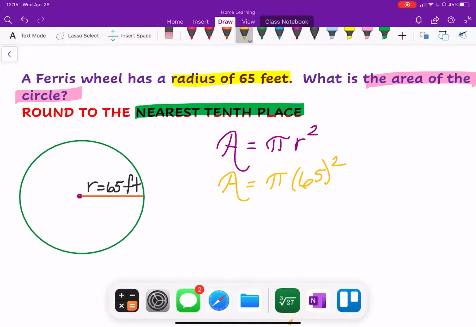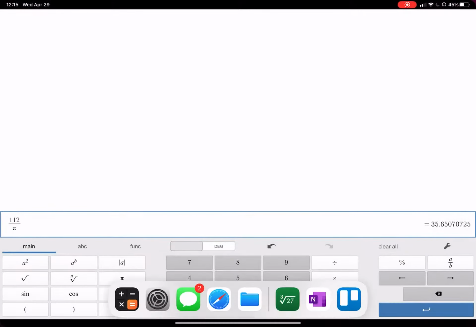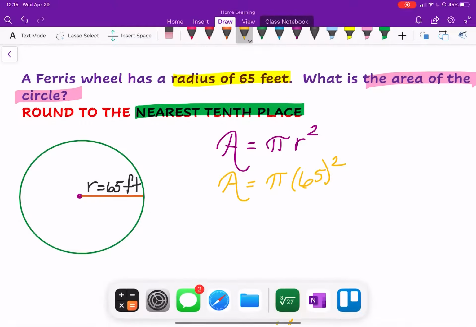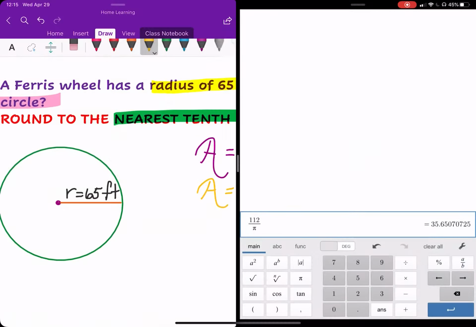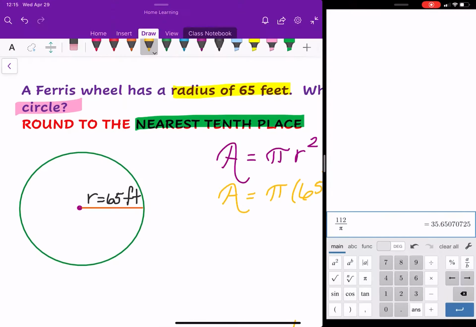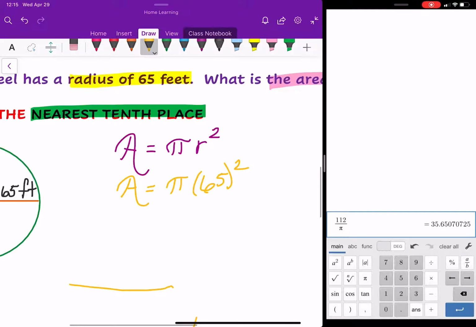Let's pull up our calculator to the side. Oops. Oh, okay. Hold on a second. Let's try that again. There we go. Let me make this a little smaller and bring my screen into place. Making lines everywhere.